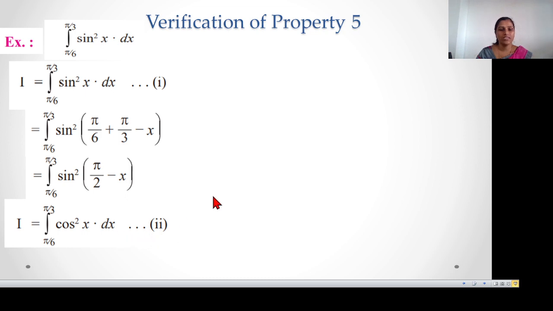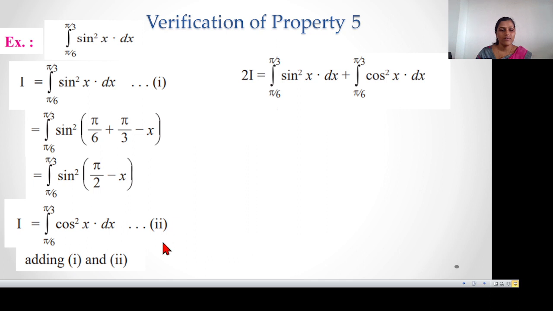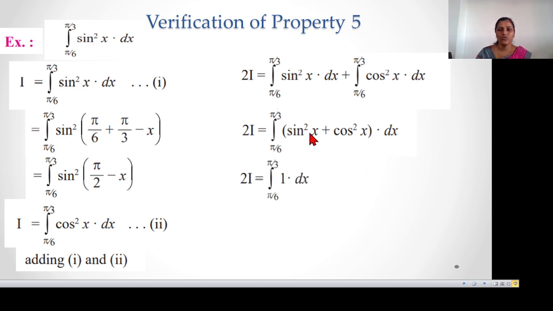So we call this equation number 2. In the next step, we add equation 1 and equation 2. When 1 and 2 get added, we have I plus I, that is 2I, and from the RHS these two terms get added. So 2I is equal to these two integrals, which have the same limits, so we add them: sin square x plus cos square x dx, and we know that the value of sin square x plus cos square x is 1, so 1 dx.